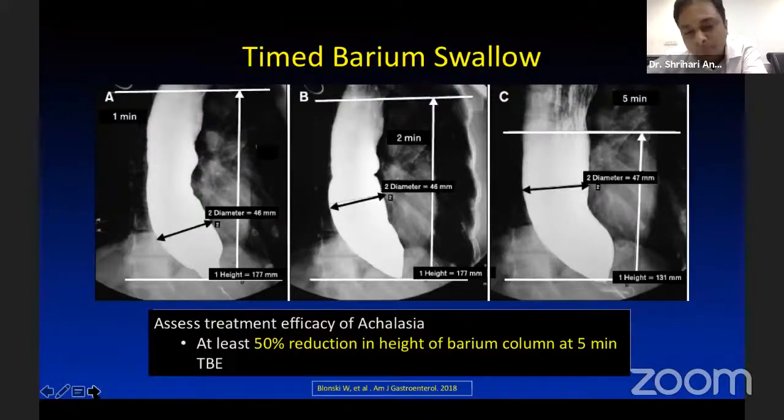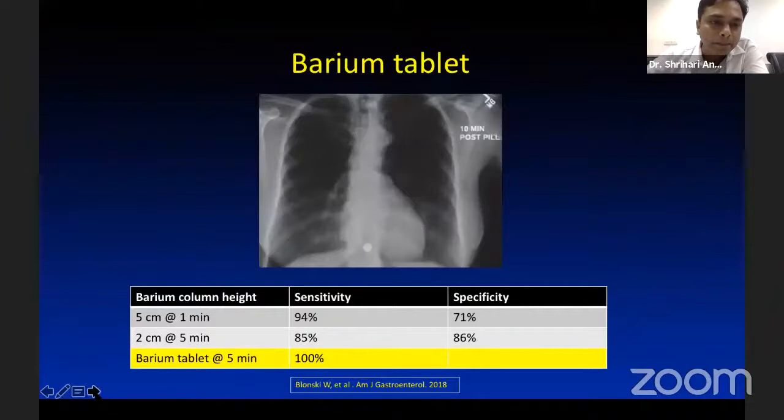Also, to assess the treatment efficacy of achalasia, it is seen that you should have at least a 50% reduction in the height of the barium column at 5 minutes. So that would be a valid indicator to say that your therapy has been appropriate.